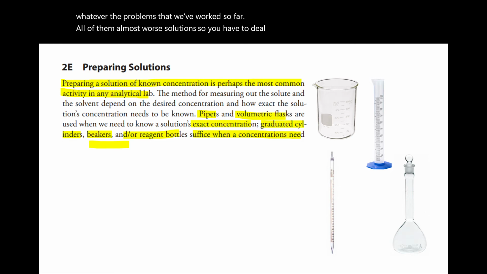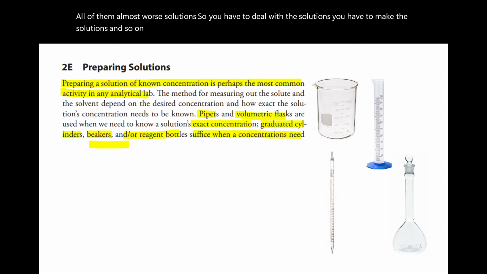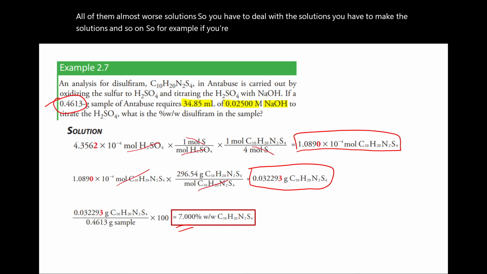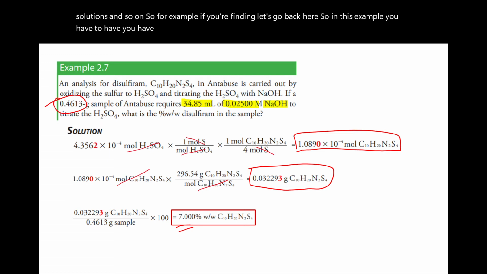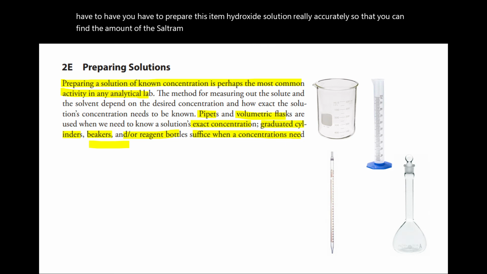You have to make the solutions and so on. So, for example, in this example, you have to prepare this sodium hydroxide solution really accurately so that you can find the amount of the sulfuric acid accurately. So making solutions is really crucial.